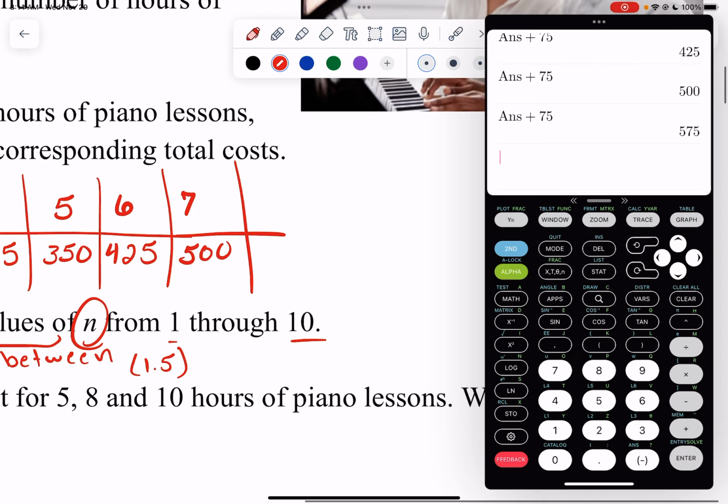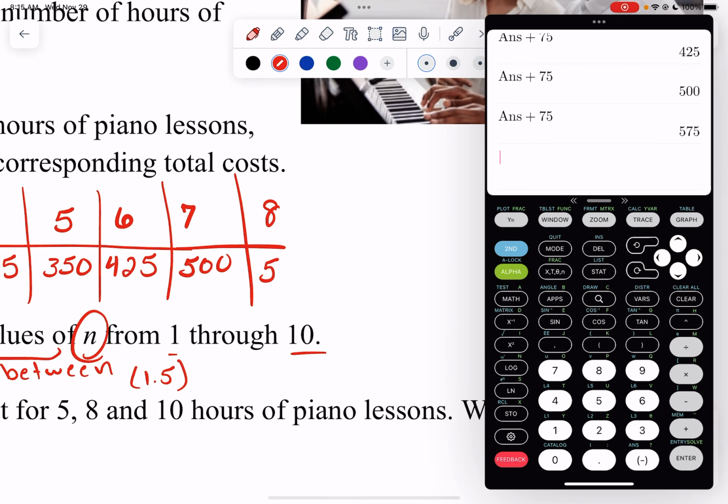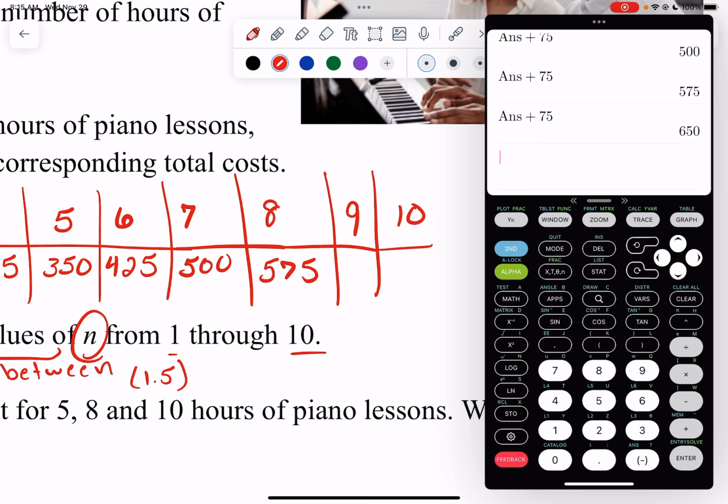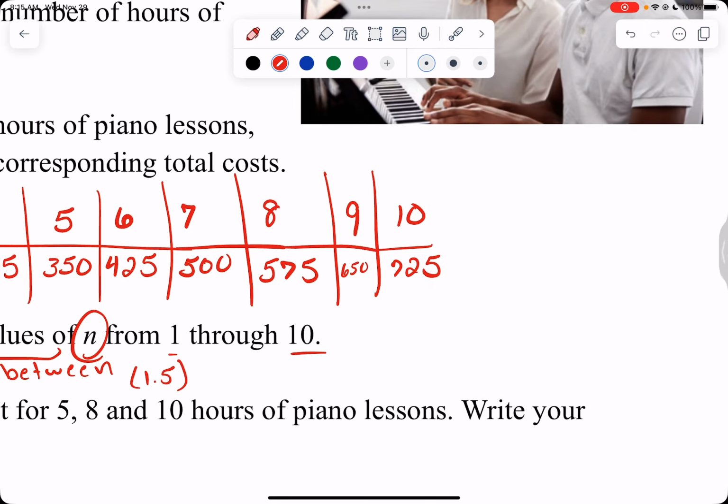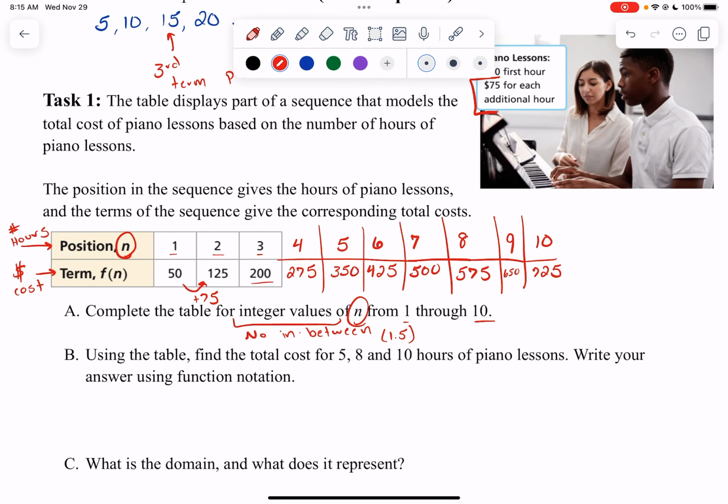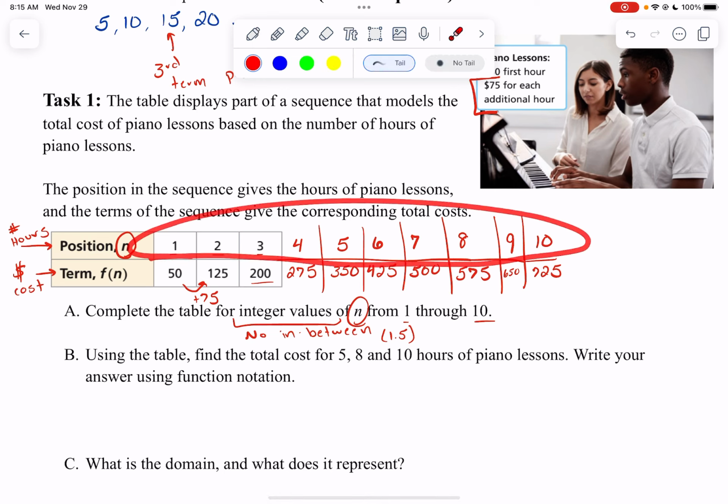Enter 575 for 8. 9, we want to go up to 10. 650. 725. Okay. All right, so that was my calculator trick that I showed you. You just do the previous answer and keep hitting enter. Okay, so there we completed our table for integer values from 1 to 10.